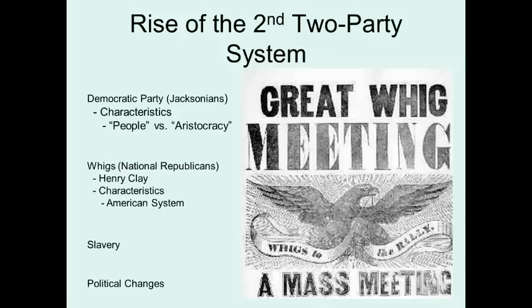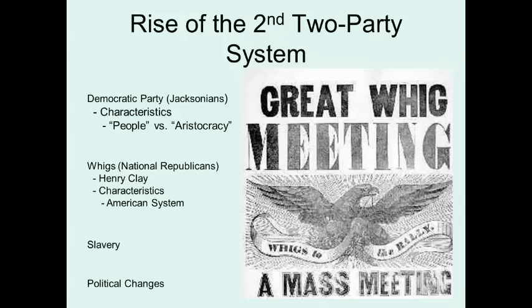They wanted a stronger legislature than an executive branch. They believed the federal government should promote the moral health of the nation. So the Whigs were in favor of things like temperance. Many Whigs were anti-slavery because they felt like slavery was wrong.